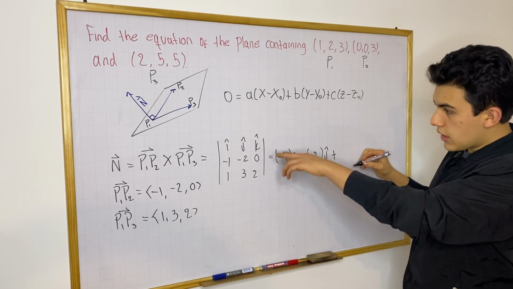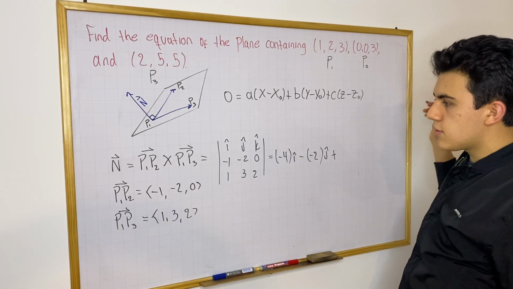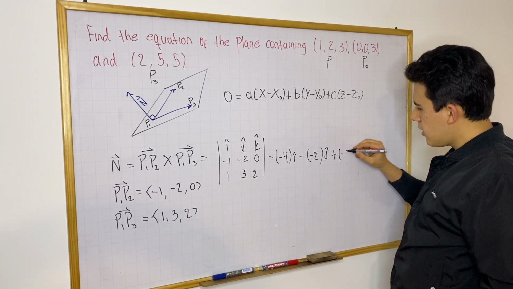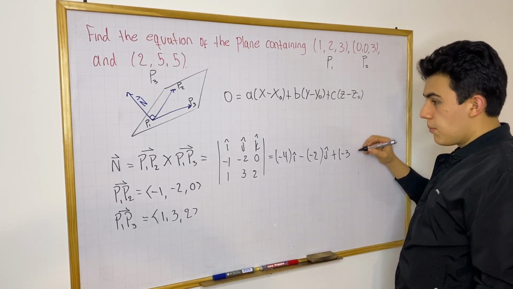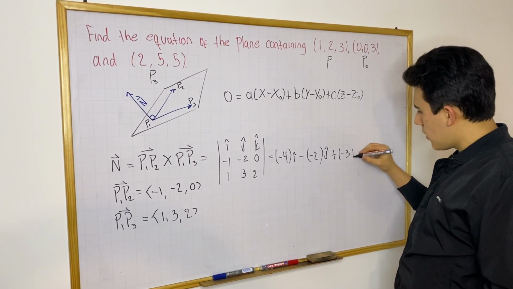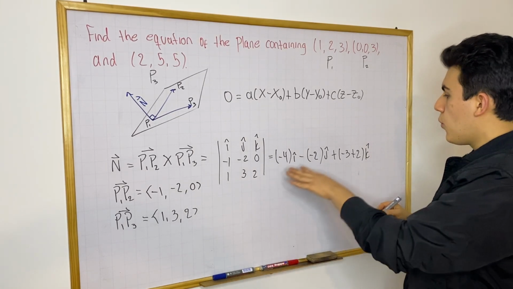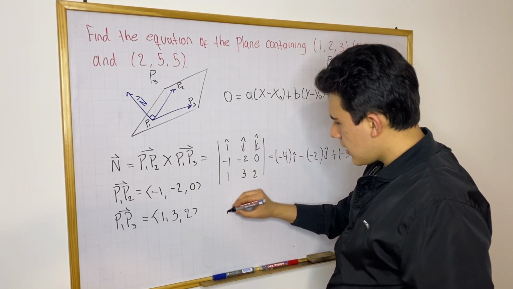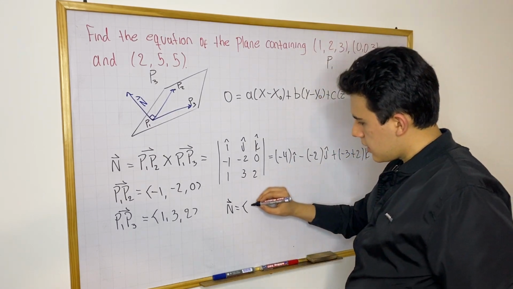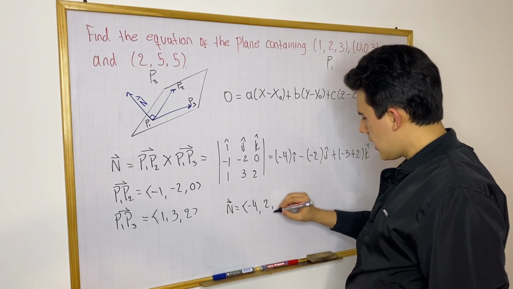And then we do the component of k hat. So we cover the upper row and then we cover the rightmost column. So we're going to have minus 1 times 3. That's going to be minus 3 minus minus 2. So that's going to be minus minus, that's going to be plus. So then we have plus 2. And this is the component of k hat. Okay. Now what does this mean? Well, we're going to have that n is going to be equal to the following. So minus 4, that's the i hat component. Then we have plus 2, that's the j hat component.